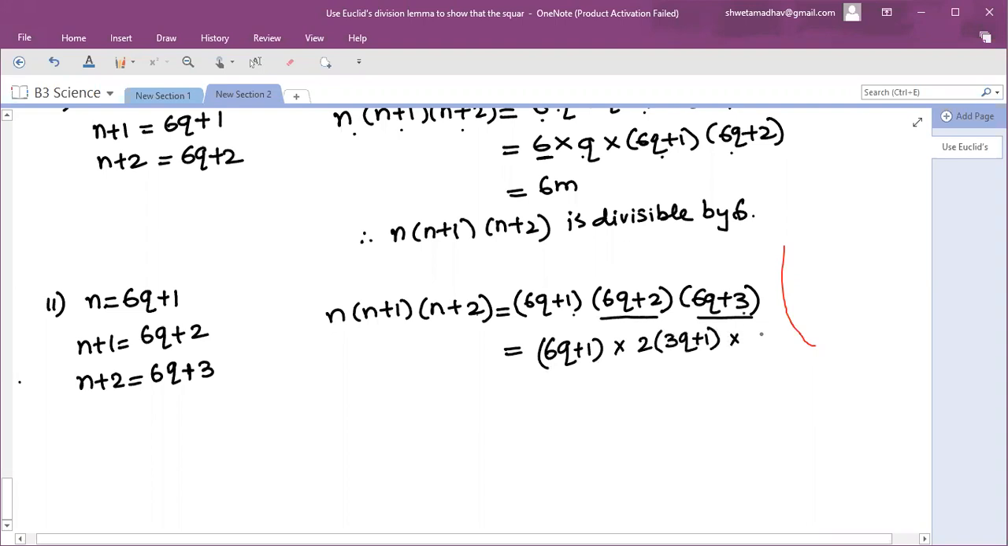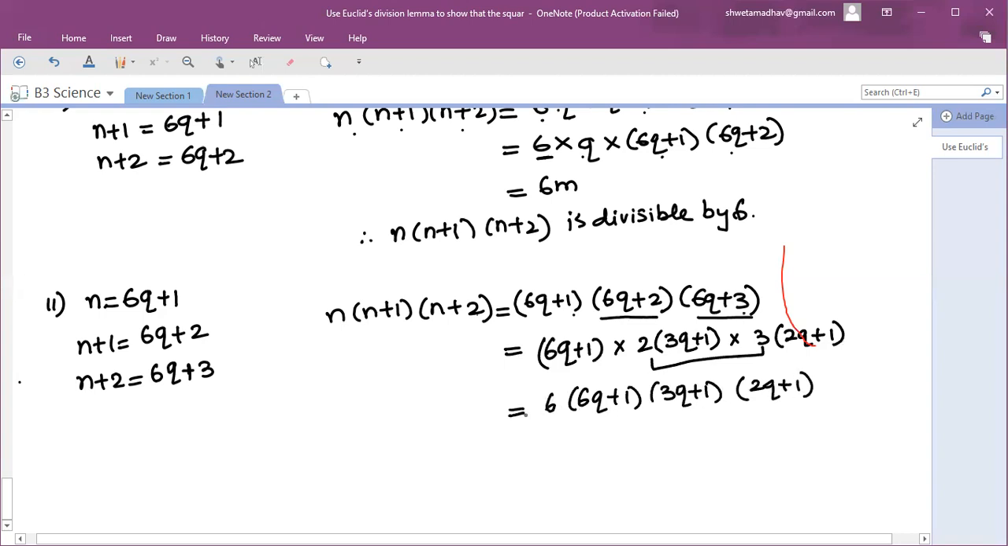Now again, we can take 3 common. So into bracket 2q plus 1. So this 2 and this 3 multiply. We will get 6. Then 6q plus 1. Next factor is 3q plus 1. Fourth factor is 2q plus 1. So these are all the factors.